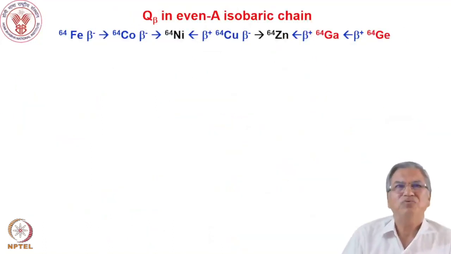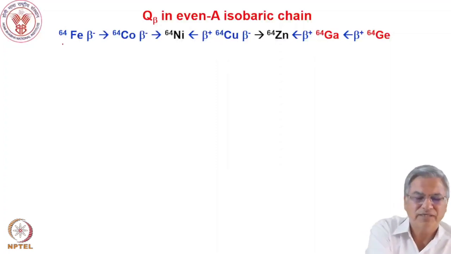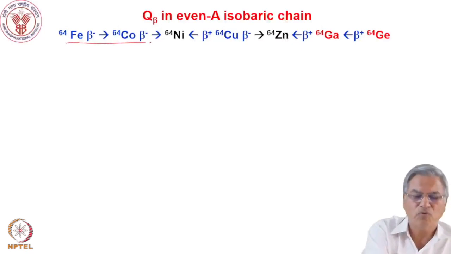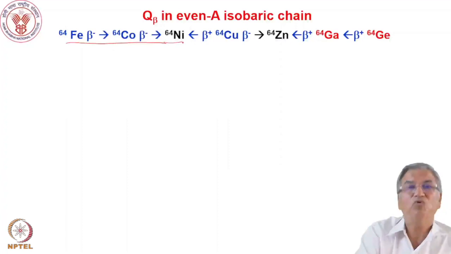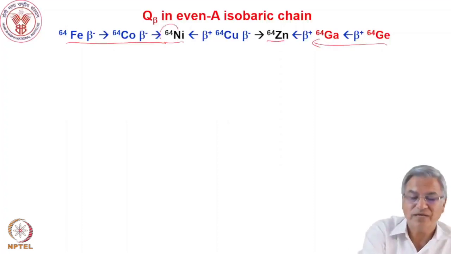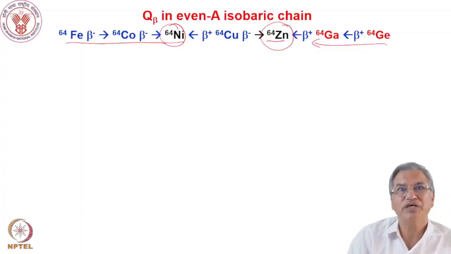So let us now discuss the Q beta systematics for even A isobaric chains, and an example of that is given here, that is iron-64 decaying to cobalt-64, cobalt-64 decaying to nickel-64 by beta minus, and then we have from germanium-64 to gallium-64, beta plus to zinc-64. And as you can see here, there are two stable isobars in this particular isobaric chain. That is very common for the even A isobaric chain.